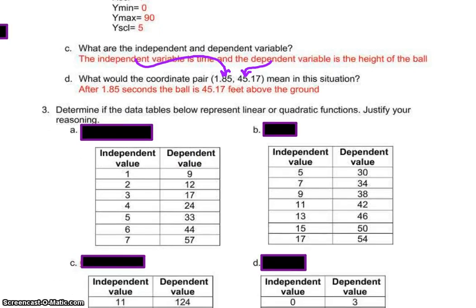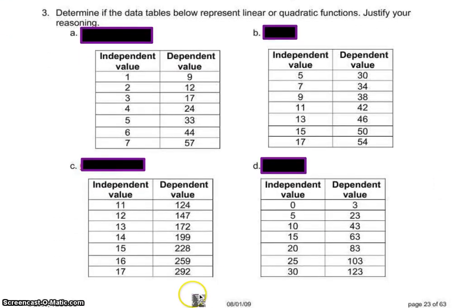Okay, so if they give you a table of values and they want you to figure out, is it quadratic, is it linear, or is it neither? You're going to do our differences like we were doing yesterday. And so 12 minus 9 is 3. 17 minus 12 is 5. 24 minus 17 is 7. 33 minus 24 is 9. 44 minus 33 is 11. And 57 minus 44 is 13. So I look at these. If these numbers had all been the same, if it had been 3 all the way down, it would be linear. They're not, so it's not.